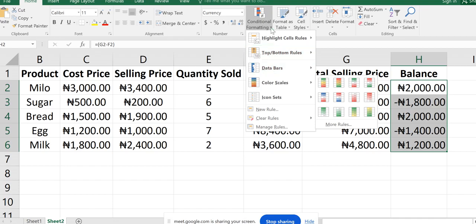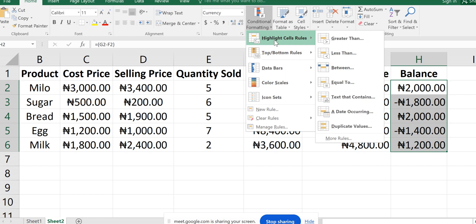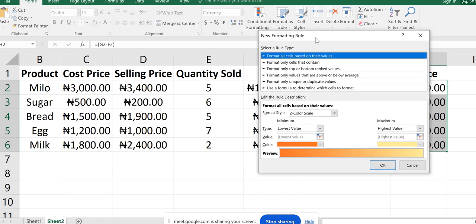This is top or bottom rules. Probably you want to highlight only the top 10 items, the top 10 percent. So let me run, probably want to have a new rule. You click on that new rule. Now, what new rule are you working on? Format all cells based on their values. Format only cells that contain, format only top, depending on what you want. So this is where you run the stuff. Now, let's say I want to use an example.